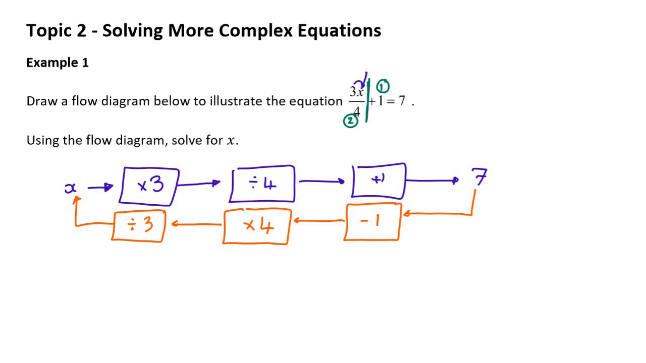So let's just quickly solve this. 7 take away 1 would give me 6. 6 times 4 would give me 24. And 24 divided by 3 gives me 8. So I know x is equal to 8. Now that's how I would do this question in a flow diagram. How would I do this question writing it down a little bit more mathematically?